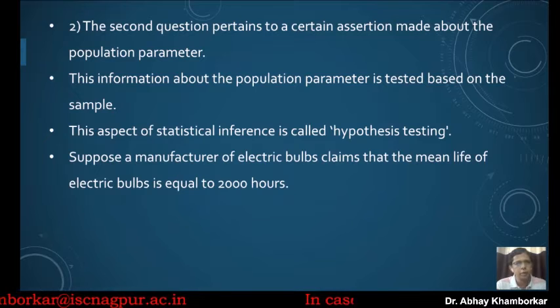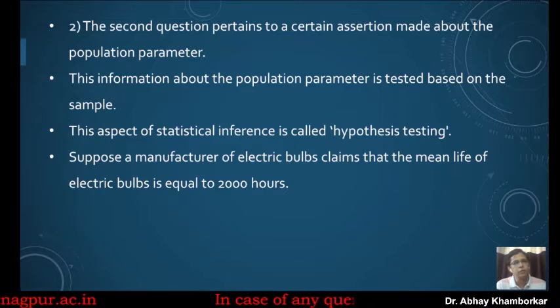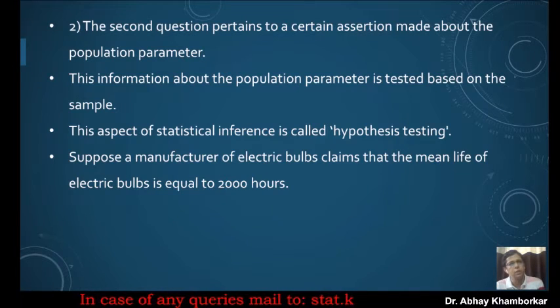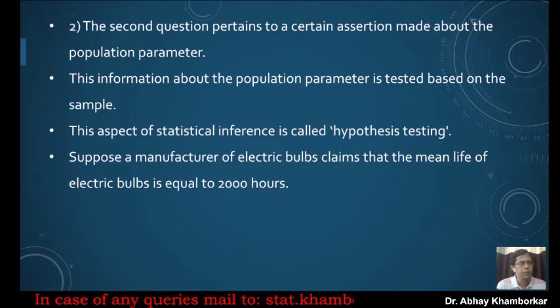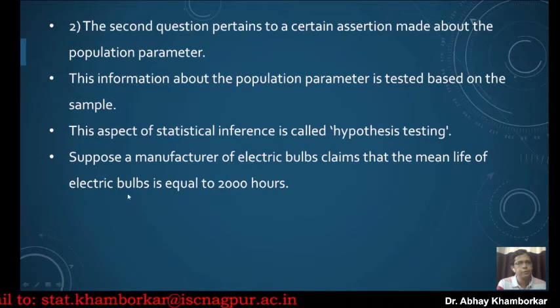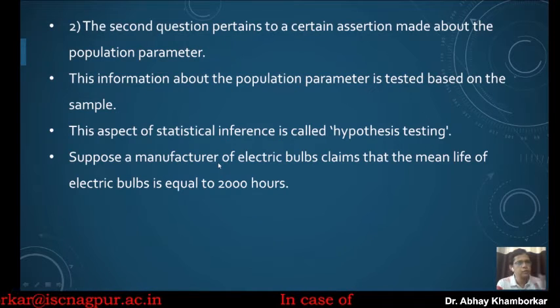For example, suppose a manufacturer of electric bulbs claims that the mean life of an electric bulb is equal to 2000 hours. So the mean life of an electric bulb is equal to 2000 hours. That is the claim made by the manufacturer. Naturally, if we want to check this information about the population parameter, here the mean life of electric bulbs will be our population parameter theta, which is equal to 2000 hours according to this manufacturer. So this information is there.